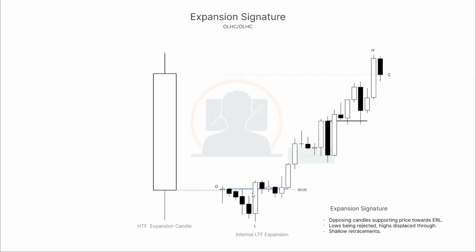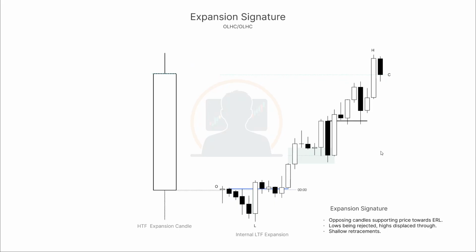What that means is we want to see opposing candles or other blocks supporting price towards our draw on liquidity. We want to see short-term lows being rejected and short-term highs being displaced through. We want to see shallow retracement. We do not want to see deep retracement into discount of any expansion leg. And as you all know, if price expands and retraces, it must expand again. So these are the signatures we want to see inside of this higher time frame expansion candle.